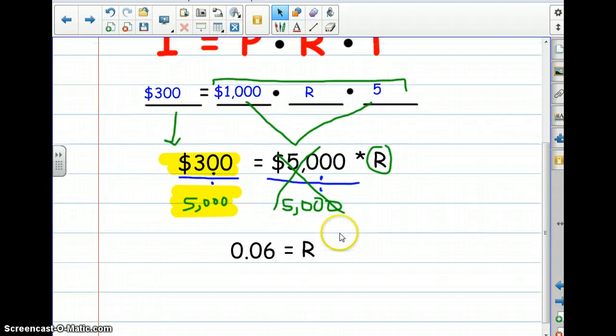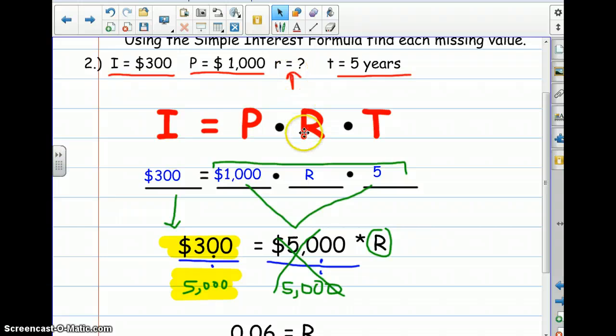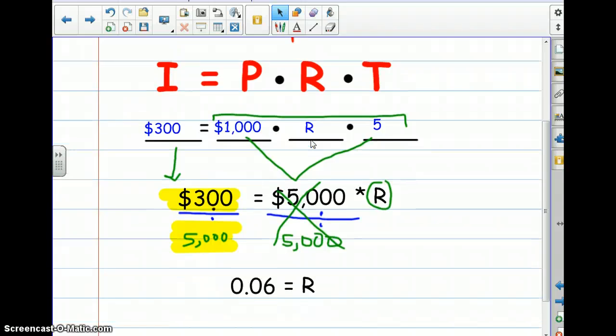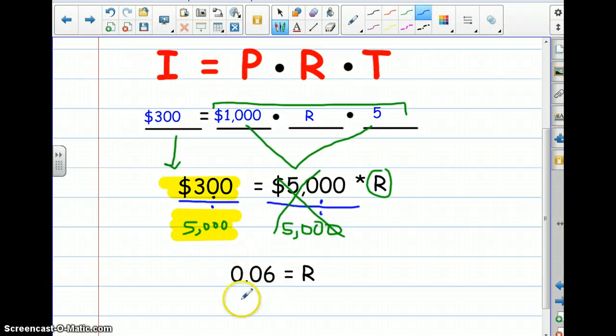Recall that when we were talking about putting our interest rate in to the formula, we had to do what if it was given as a percent? What was the one thing that we had to do if they gave it to us as a percent? We had to convert it to a decimal. Well, we're going to have to do the same thing when we're solving for rate. So the very last thing I'm going to do to make sure that I'm completely finished is now I've got to turn this decimal back into a percent.